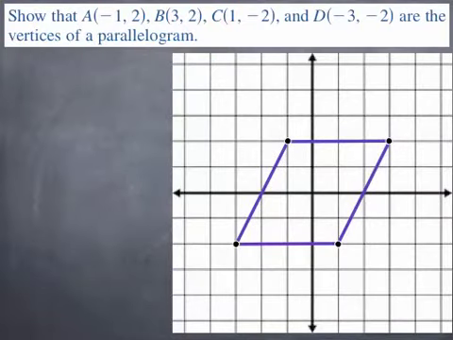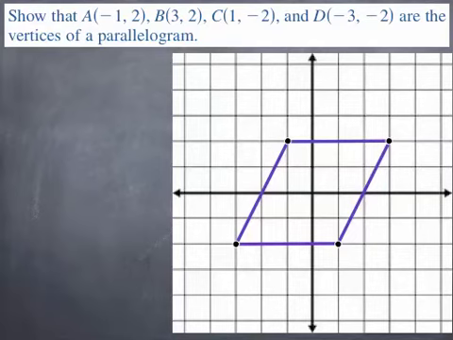The next example says to show that A at (-1, 2), B at (3, 2), C at (1, -2), and D at (-3, -2) are vertices of a parallelogram. The first thing that we need to do when we're given this information is go ahead and graph it on a coordinate plane. Go ahead and connect your points.